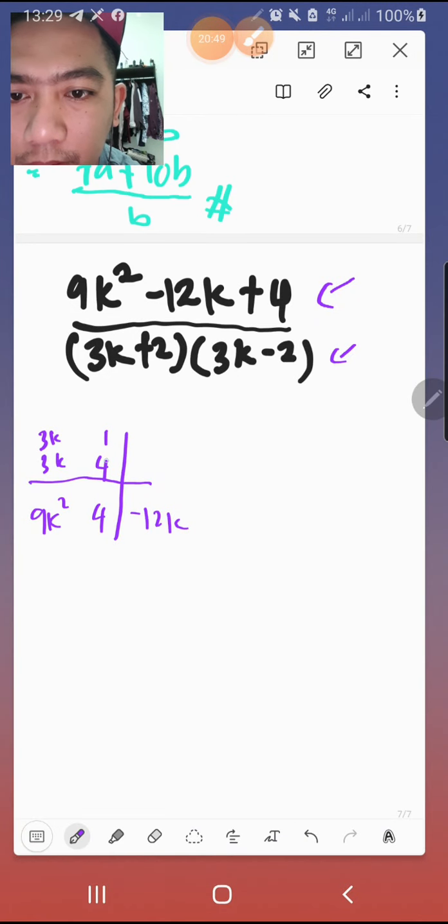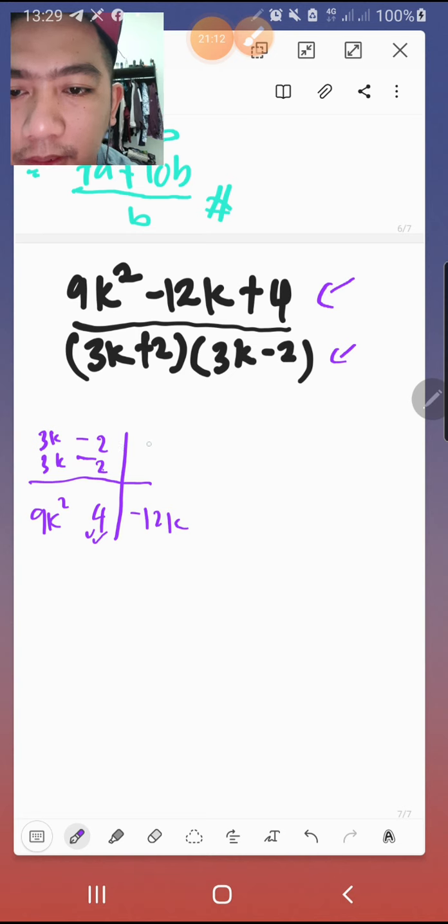If we use 1 times 4, 3k, 12. Okay, not. We cannot use 1, 4. So now we try to use 2, 2. The answer here should be negative. So negative 2 times negative 2, you will get 4. Then do the cross multiplication.